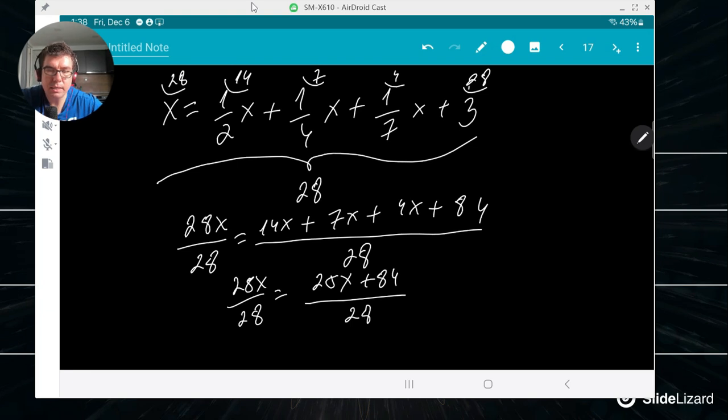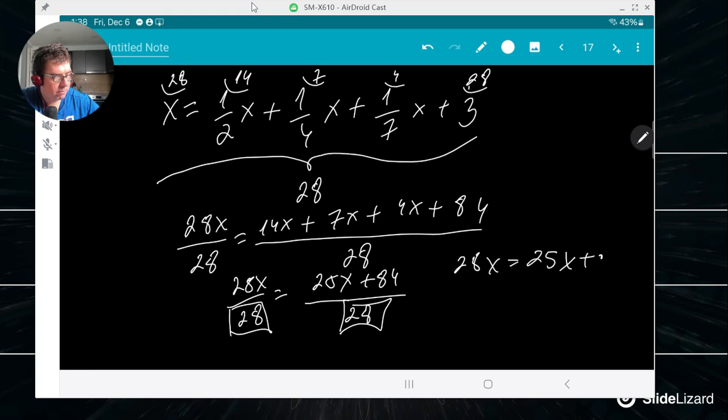And now you can see that the denominators are equal on both sides, right? So we are interested in what x makes the numerators on both sides equal. So we can ignore the denominator, it's already equal on both sides. So we are solving 28x equals 25x plus 84.